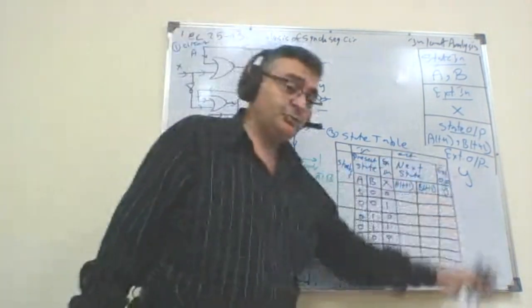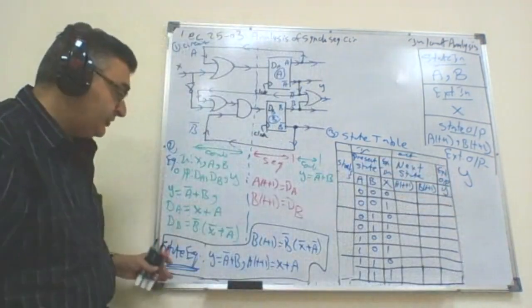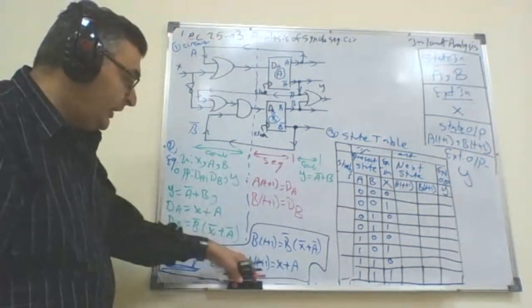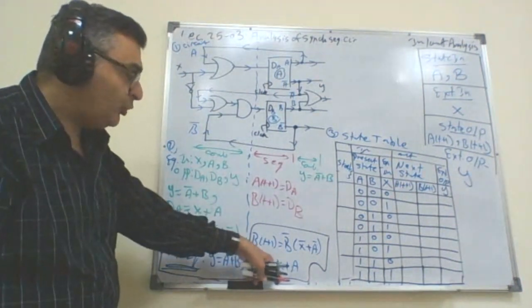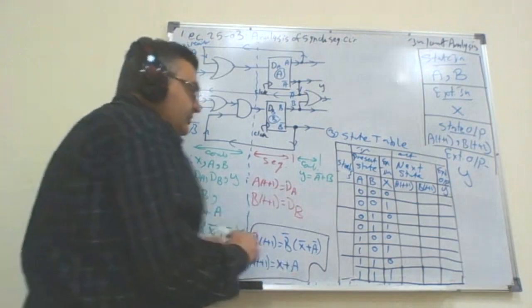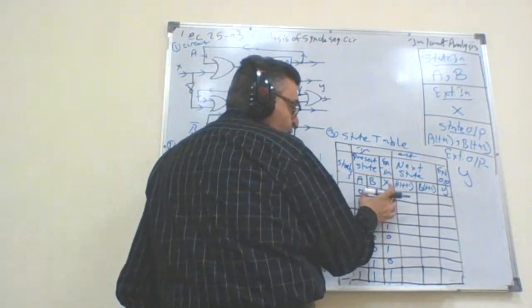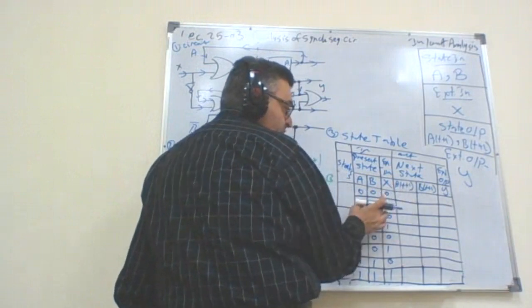Right. What about the outputs? We already have their equations. So let us deal with each one. I have A of t plus 1. A of t plus 1 is simply OR between x and a. This is a, this is x, so OR them to get A of t plus 1.